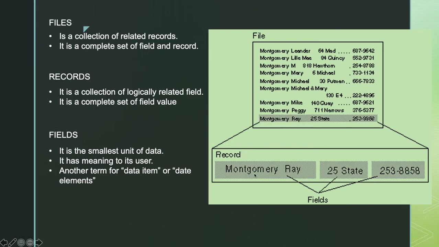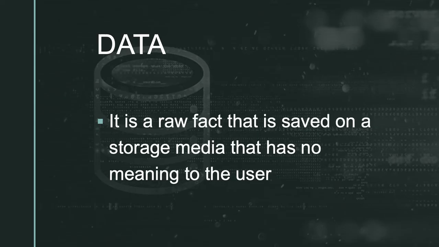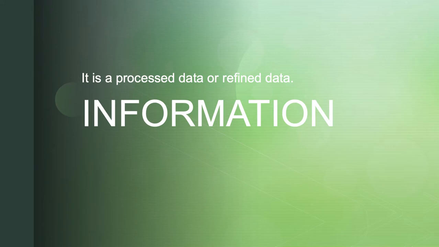Yung Montgomery ray, walang meaning sa atin. Hindi natin alam. Pero pag pinagsama natin, sinama natin sa 25 state, 2538858, okay? So, magkakaroon siya ng meaning. Okay? Ibig sabihin, bawat isang data sa kanya-kanyang user, walang meaning yon. Pero pag pinagsama-sama mo lahat ng data, okay, pinrocess mo yung data, yun na yung magkakaroon ng meaning. Okay? So, next is, pag pinrocess na natin yung data, it is already called information. It is the processed data or refined data.